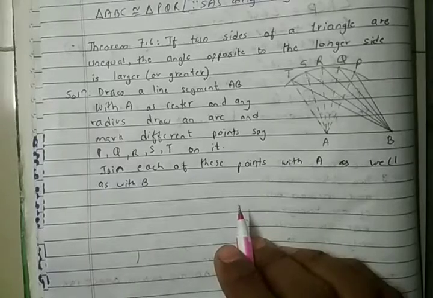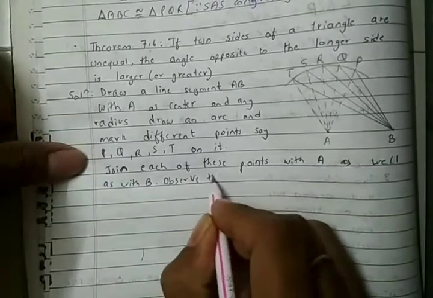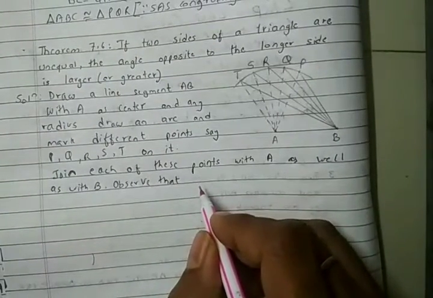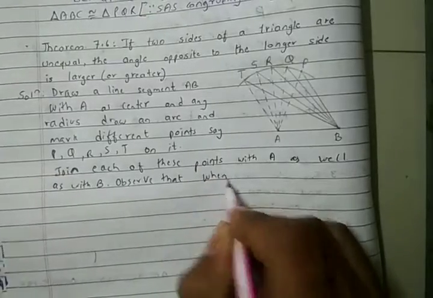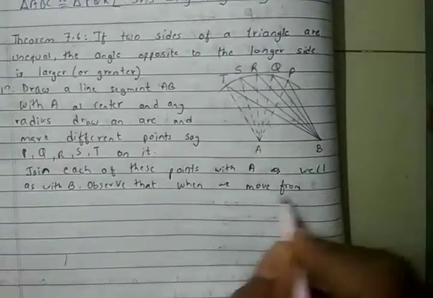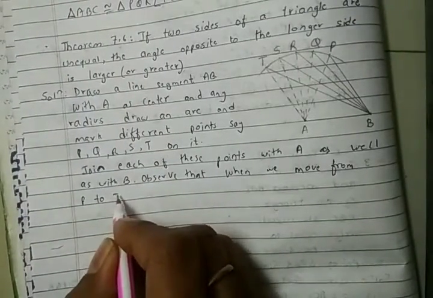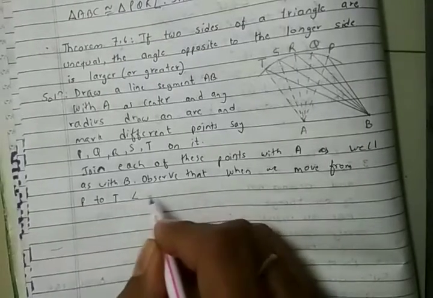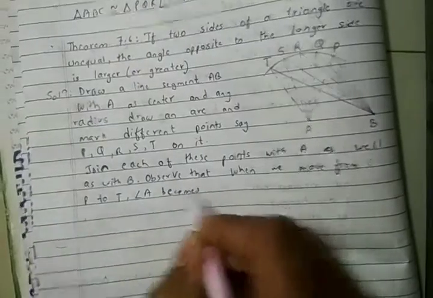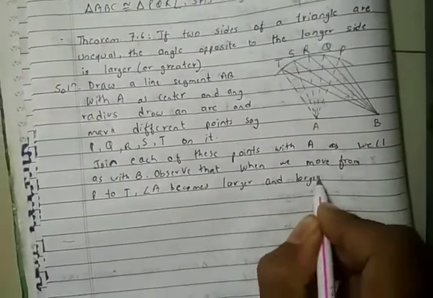Now when we join them, we observe that when we move from P to T, angle A becomes larger and larger.